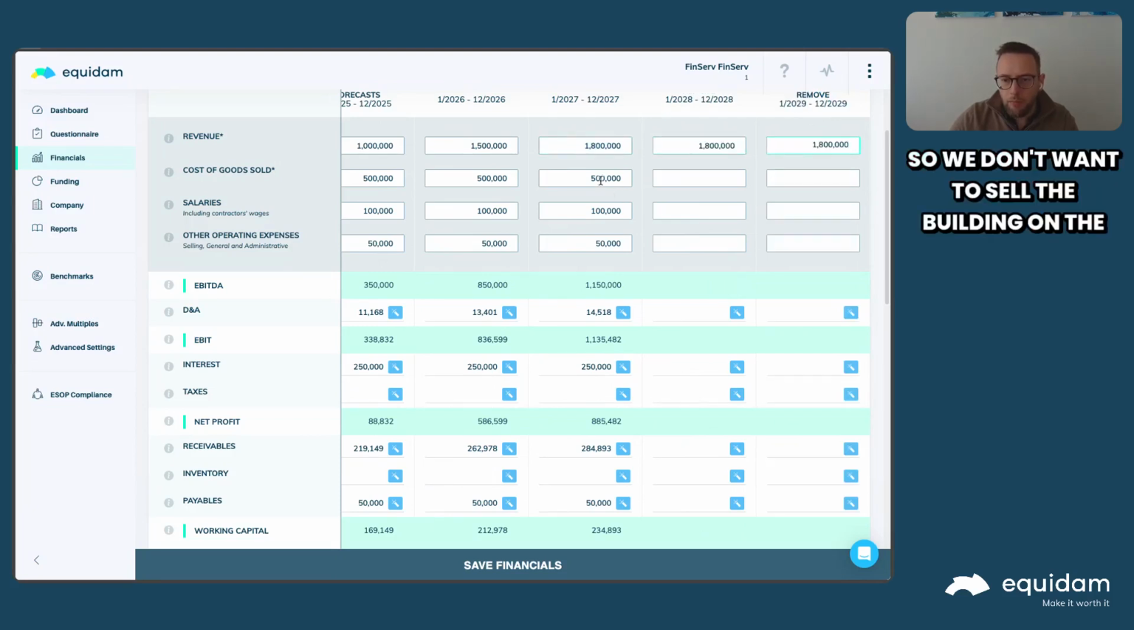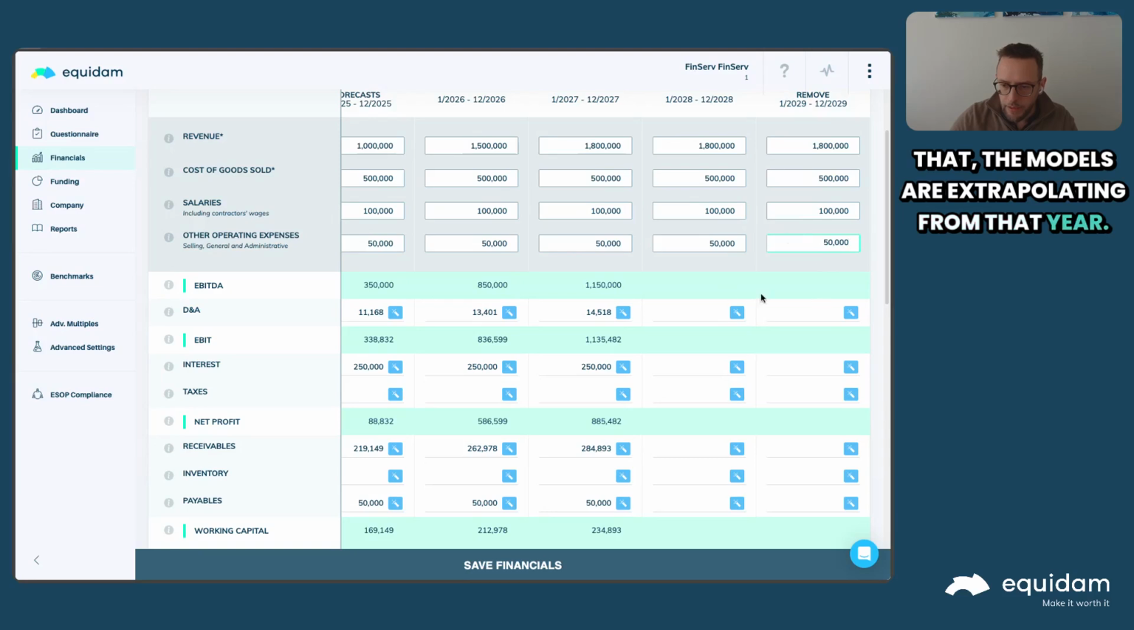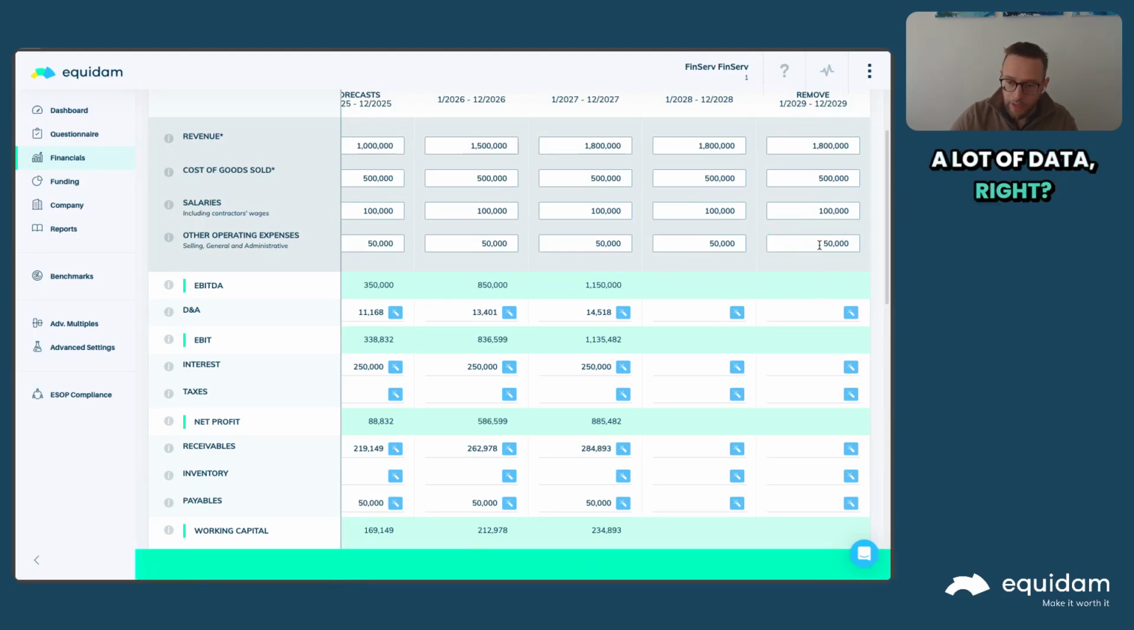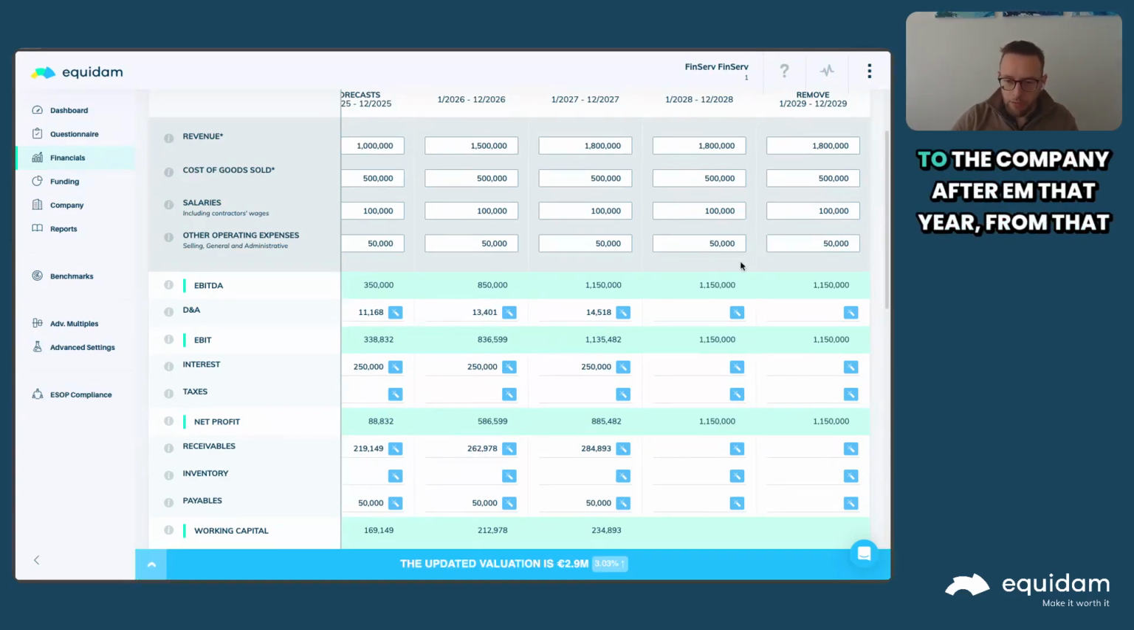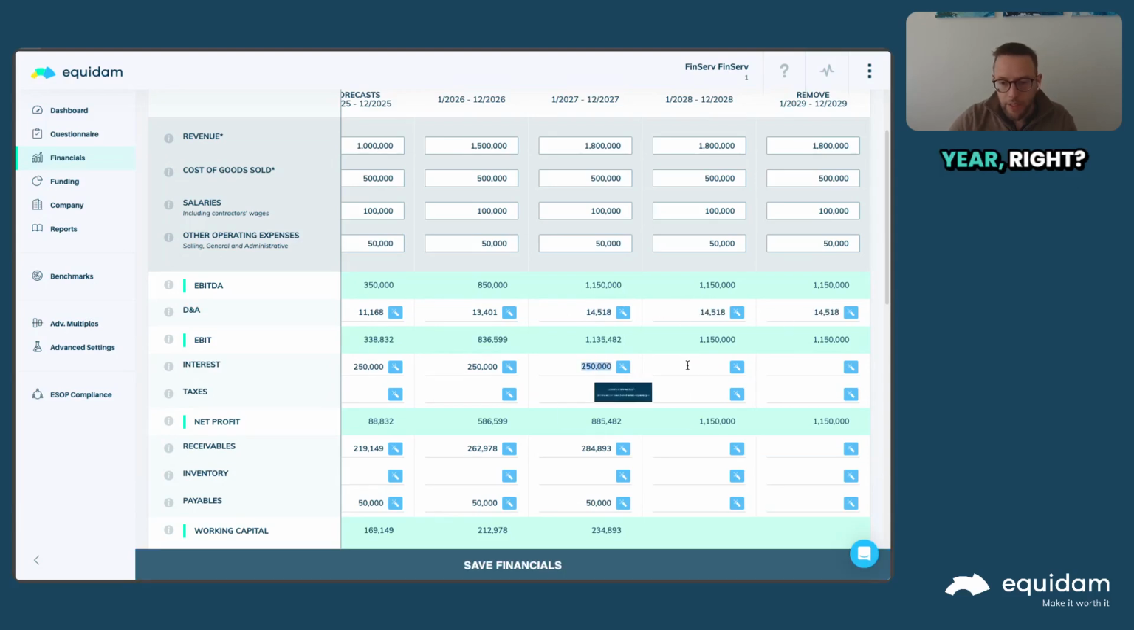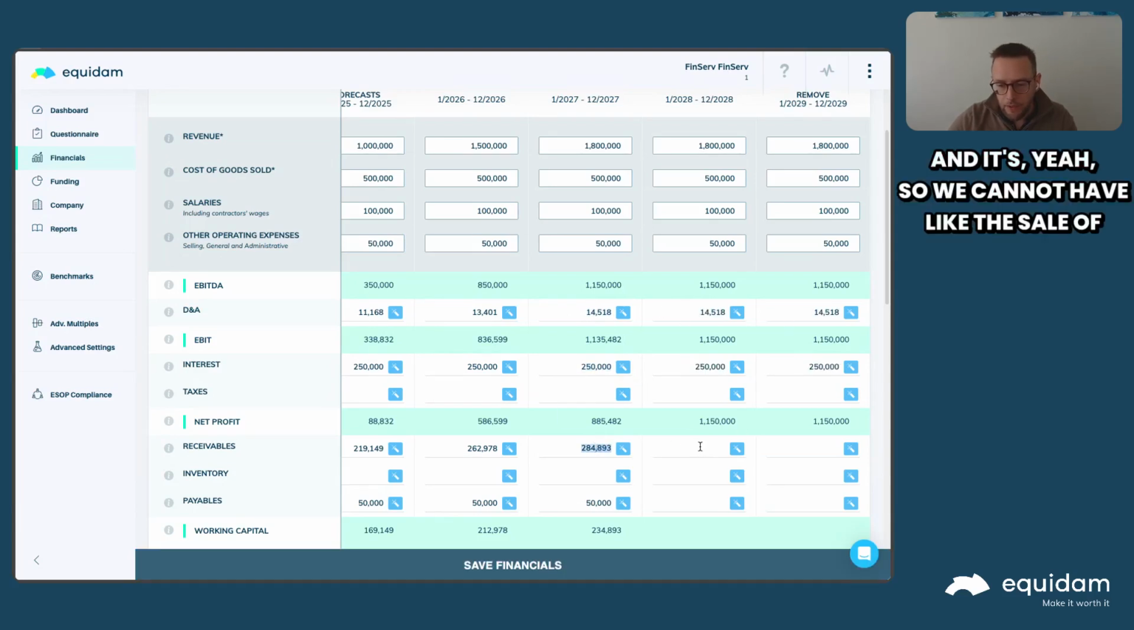We don't want to sell the building on the last year of projections, because if we do that, the models are extrapolating from that year. They are extrapolating a lot of data, whatever happens to the company after that year, from that year. So we cannot have the sale of the building there.